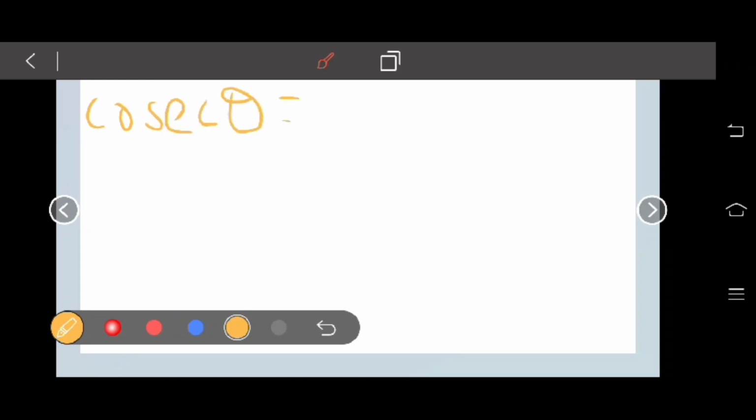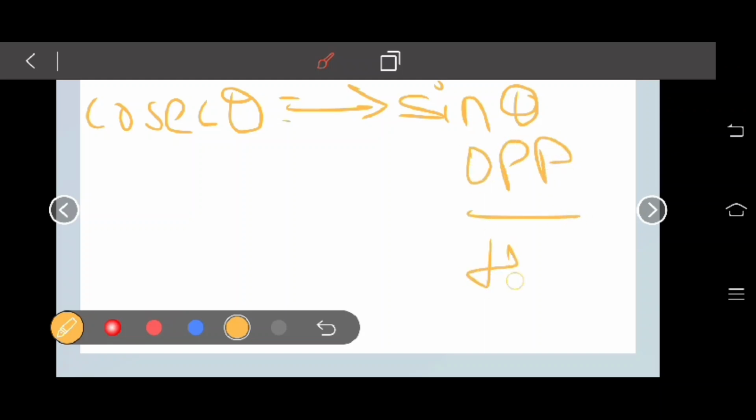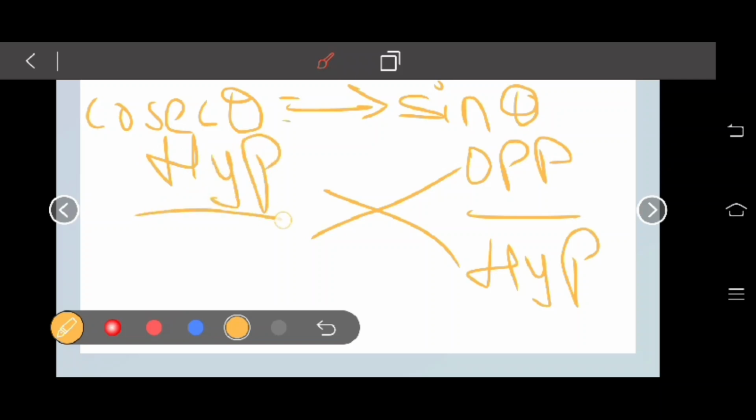Cosecant theta. What is cosecant theta? Cosecant theta is the full opposite of sine theta. How is it the full opposite of sine theta? Sine is opposite by hypotenuse, and cosecant is the full opposite, that means hypotenuse by opposite. So you can say cosecant theta is the reciprocal of sine theta. So this is about cosecant theta.